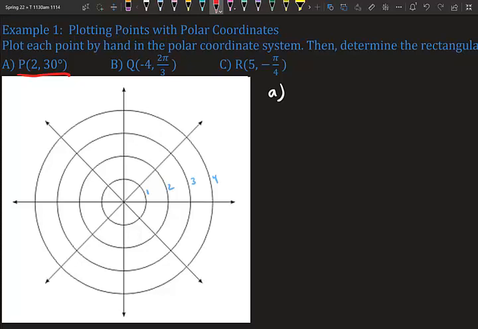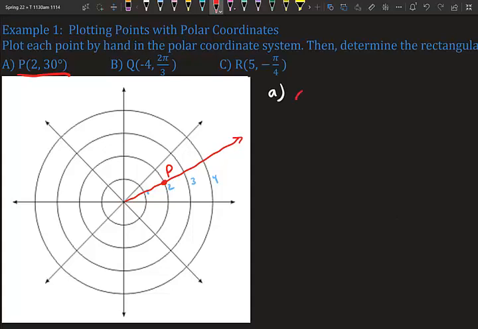So if it's (2, 30 degrees), r is 2 and the angle is 30 degrees. I would say 30 degrees is about right there. Using your unit circle, 30 degrees is about there. So that is our point P. You count how many rings you're on. We're on ring 2, and 30 degrees is about there. It's close. Now we need to find the rectangular coordinate points.